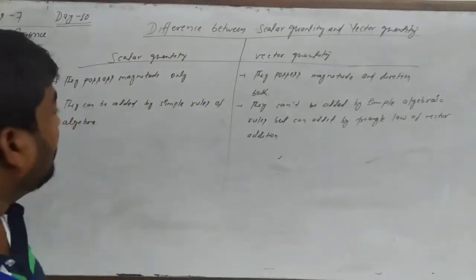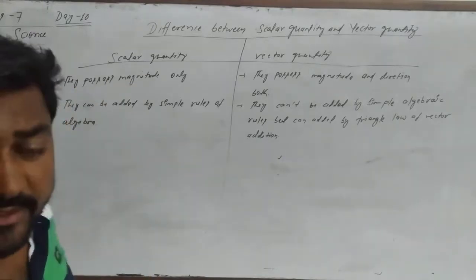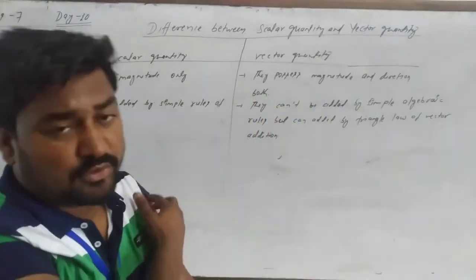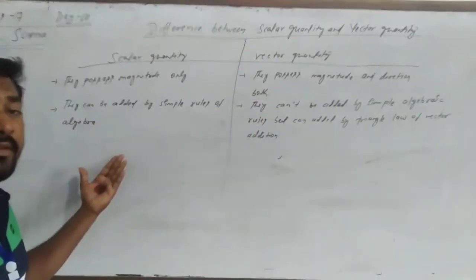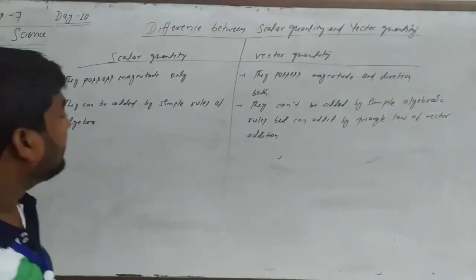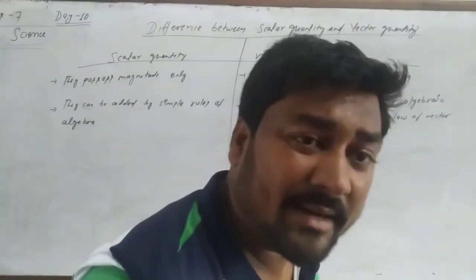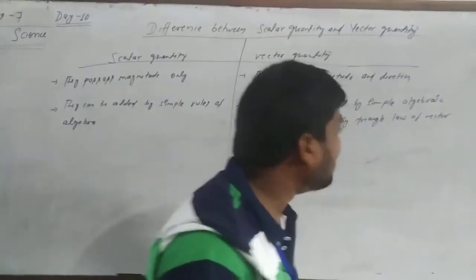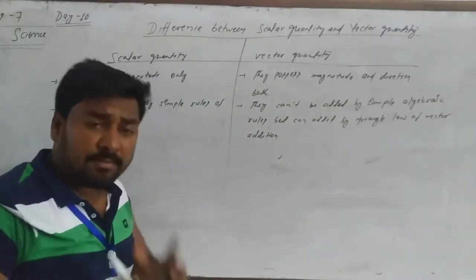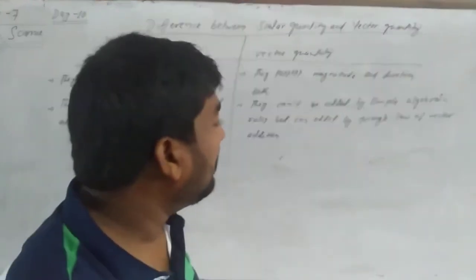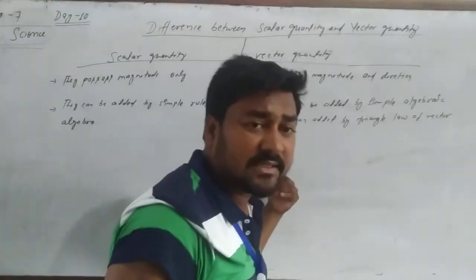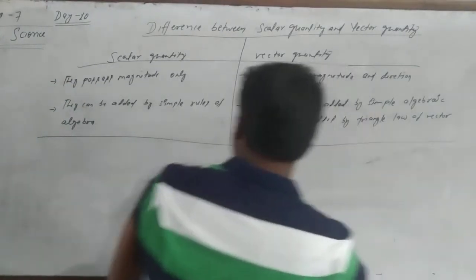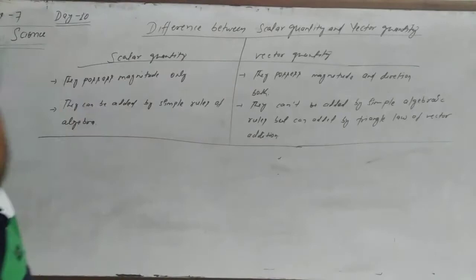Scalar quantity possesses magnitude only, but a vector quantity possesses both magnitude and direction. A scalar quantity can be handled by simple rules of algebra, but a vector cannot be handled by simple algebraic rules; it follows the triangle law of vector addition. Only this much. If we say this as the difference, then it will be the correct answer.